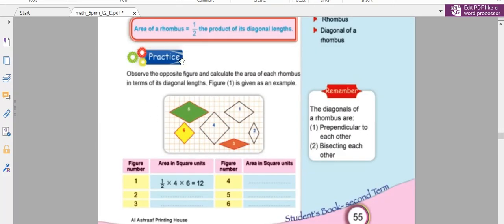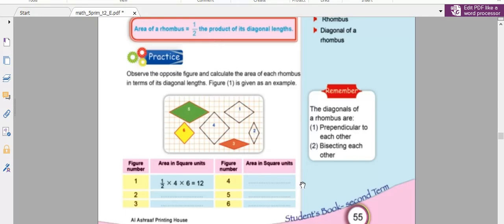So how can we use the diagonals to get the area of a rhombus? We will use this rule: area of a rhombus equals half the product of its diagonal lengths. The product means the multiplication result of the two diagonals of the rhombus. So this is the rule we will use to get the area of any rhombus.